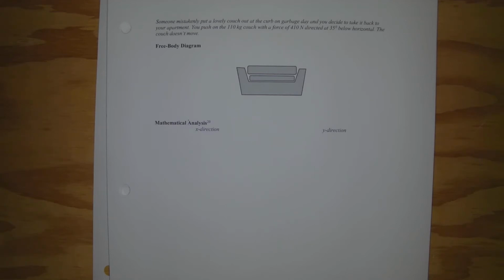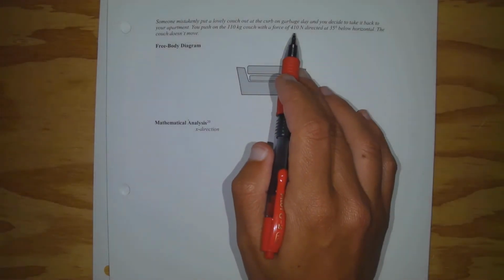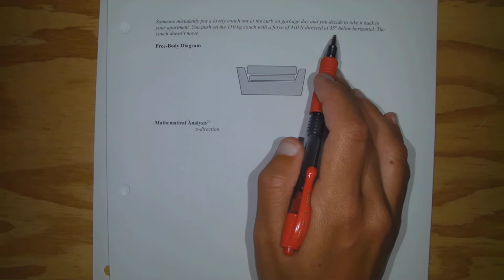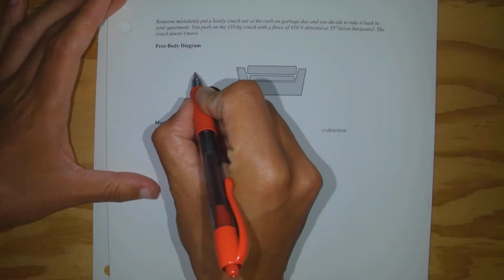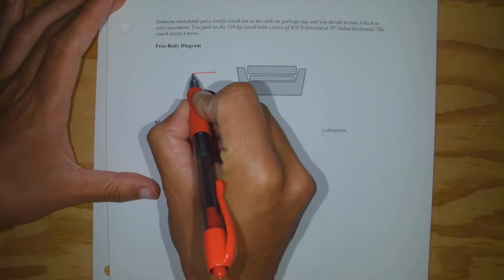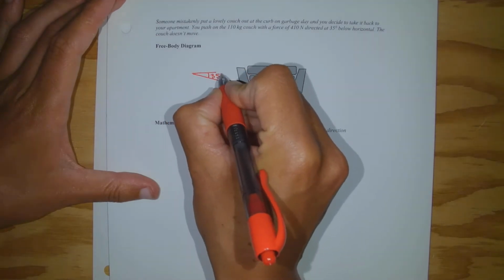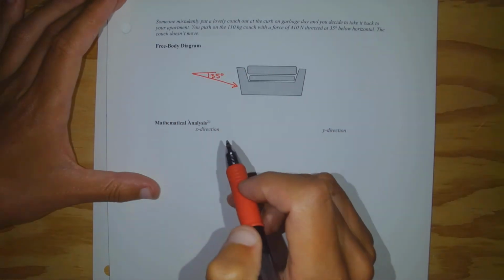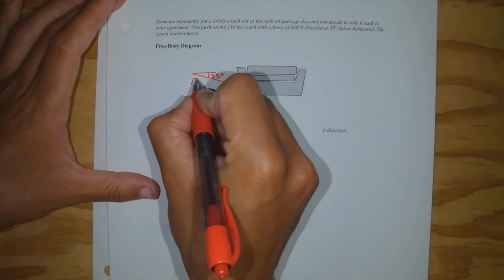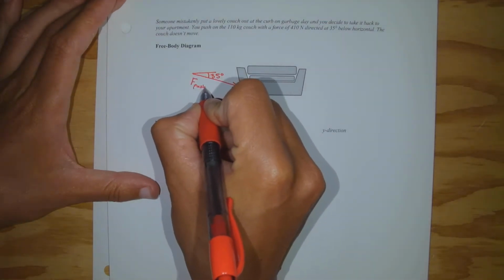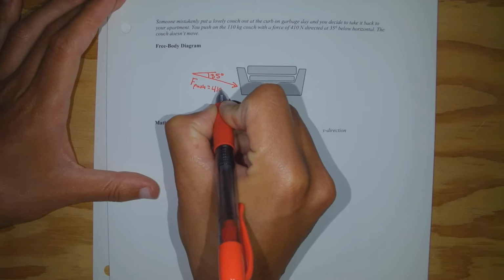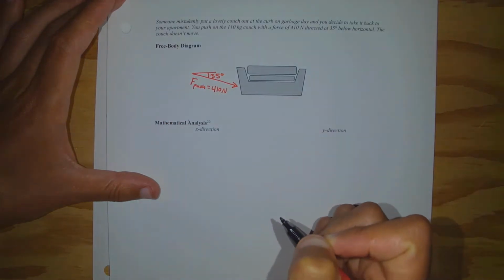So, first we are going to draw the free body diagram. I have a force of 410 newtons. It's directed at 35 degrees below the horizontal. So here's the horizontal, and this is an angle of 35 degrees. It's below the horizontal. This, let's call it the force of the push, is equal to 410 newtons.